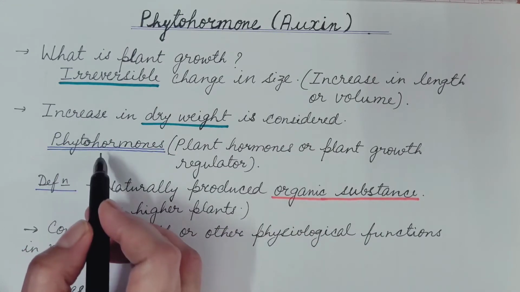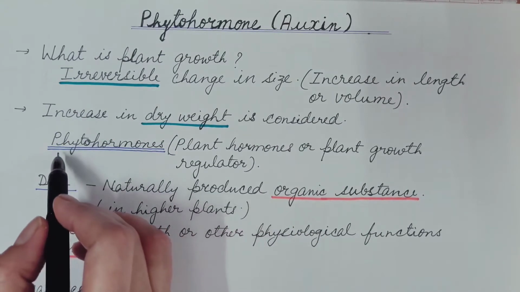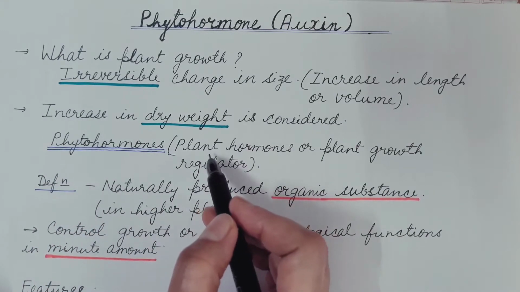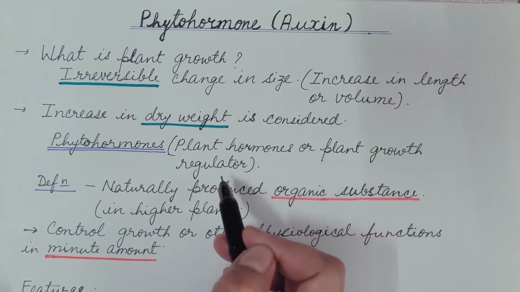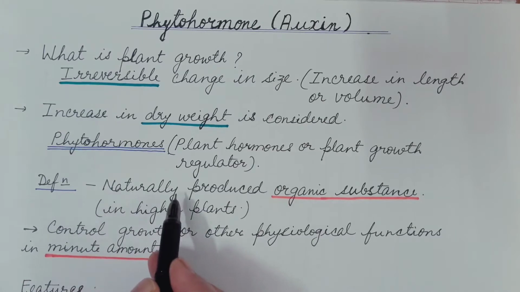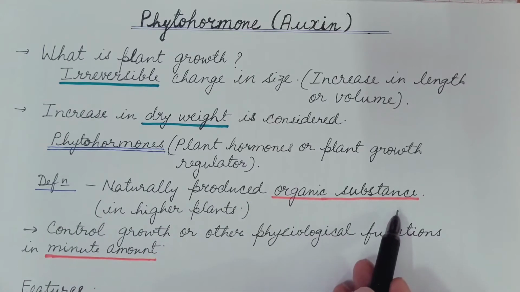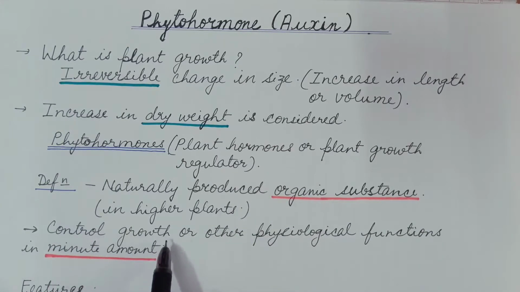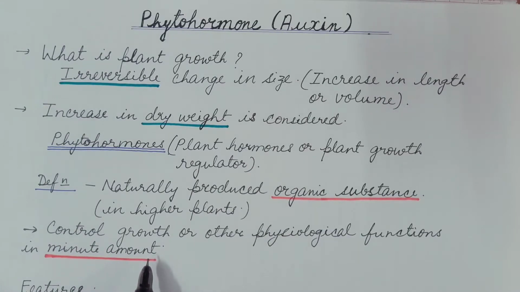So how is plant growth controlled? It is controlled or regulated by phytohormones, which are also known as plant hormones or plant growth regulators. Let us see the definition. These plant hormones are naturally produced organic substances and are produced in higher plants. These control the growth or physiological functions in minute amounts. That means in order to control the growth or physiological functions, a small amount of phytohormones is required.